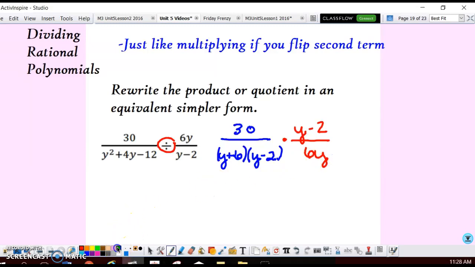fraction. There's no factoring to be done, so that makes it easier. Now I can begin doing just like I did in multiplying. You could multiply straight across, but if there's any cross-reducing or simplifying you can do, we want to do that.